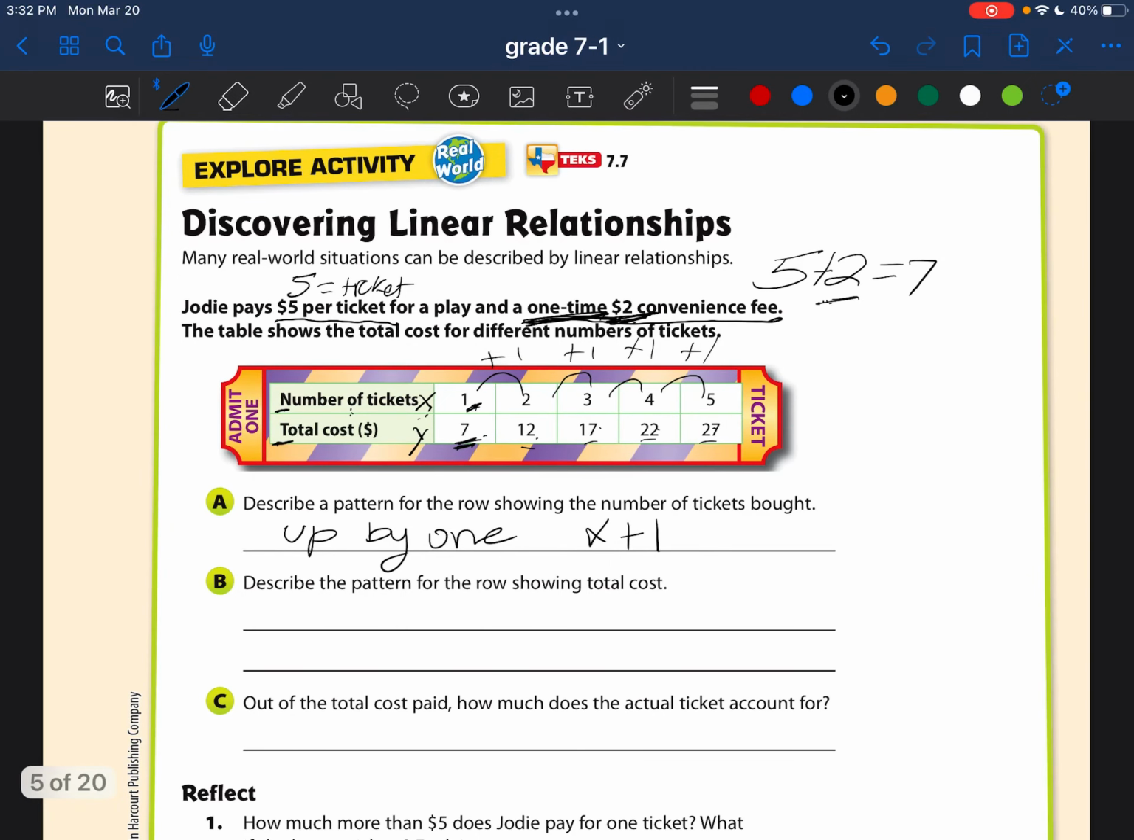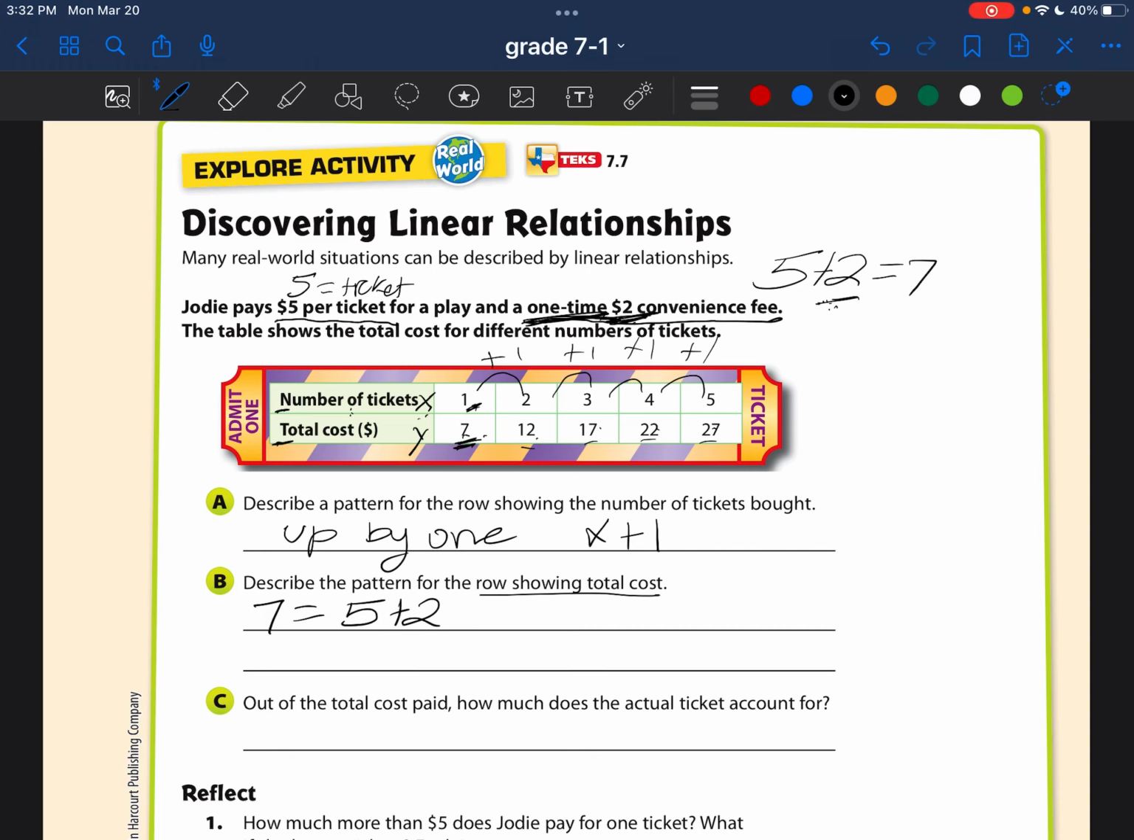Then describe the pattern for the row showing total cost. What that means is we start at $7, and it wants to know how you got $7 for that first ticket. Well, we just showed you over here. The real cost of one ticket is $5. We add our $2 convenience fee, and that's how we got our 7.